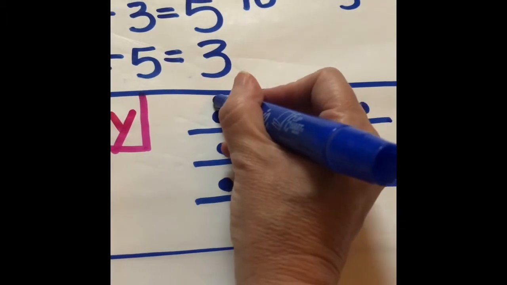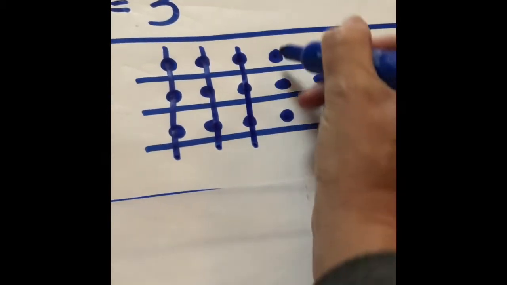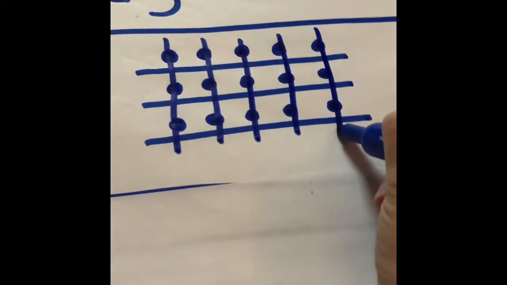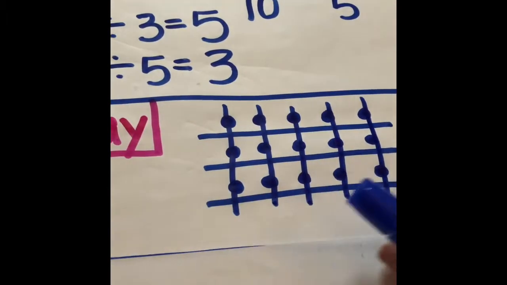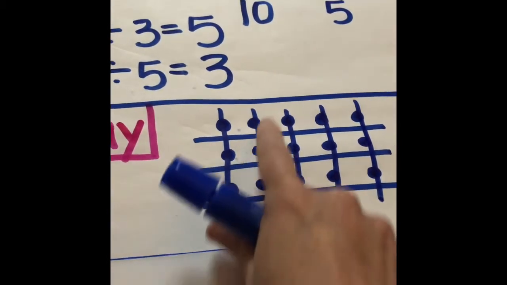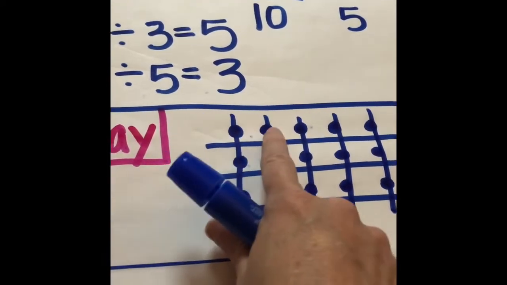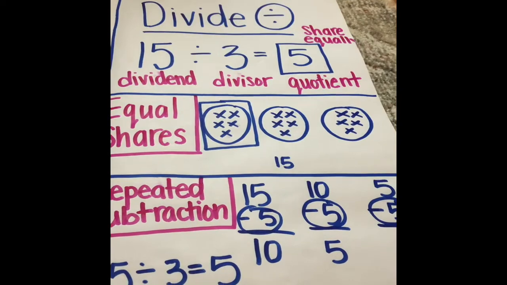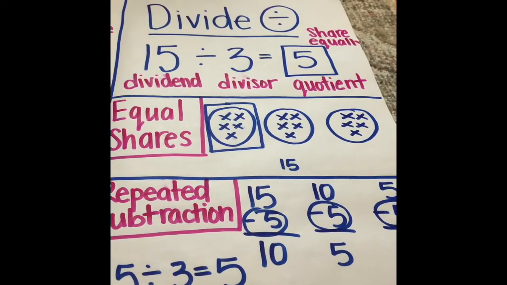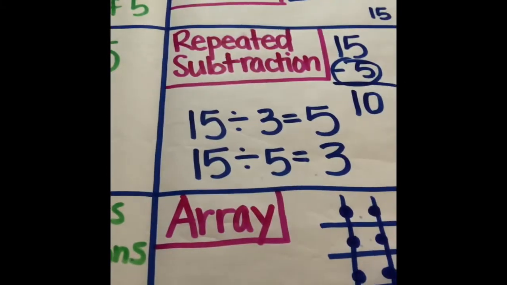So I'm going to count my columns. 1, 2, 3, 4, 5. So now I know that my quotient, because I drew my 3 rows and I counted up to 15, sharing equally, I know that I had to draw 1, 2, 3, 4, 5 columns, which is going to give me my quotient of 5. So we're gonna pause and we're gonna take this opportunity to practice solving a couple of equations using our division arrays.